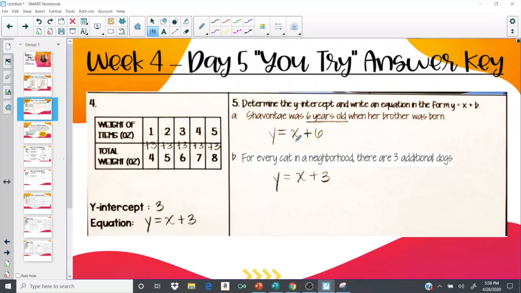So x will represent his age, y will represent Shavante's age. You always add 6 to his age to get her age. So the additive relationship between x and y is +6, and you will substitute 6, your y-intercept, in the equation for b. So where it said y is equal to x plus b, it now says y is equal to x plus 6. For every cat in a neighborhood, there are 3 additional dogs. So each time you will be adding 3.